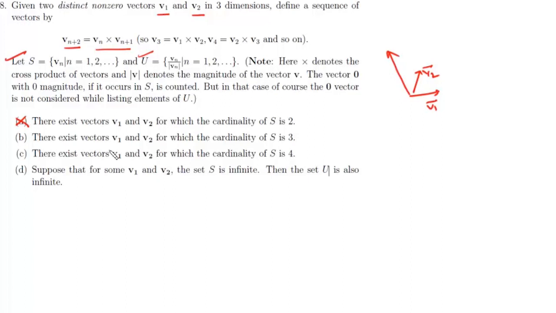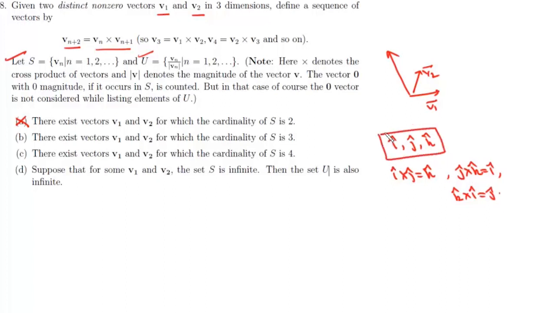Now the next one is, there exist vectors V1 and V2 for which cardinality of S is 3. Now we know that I, J and K, they form a reciprocal system of vectors. So we know that I cross J is K, J cross K is I, and then K cross I is J. So we'll keep getting these three vectors I, J and K from I, J, K. So it is possible to have cardinality of the set S as 3. So this option B, it is correct.